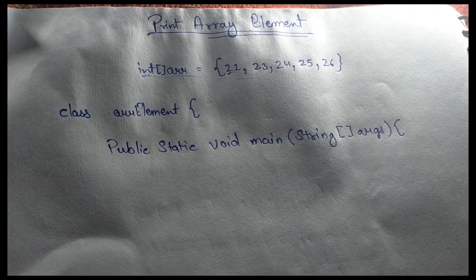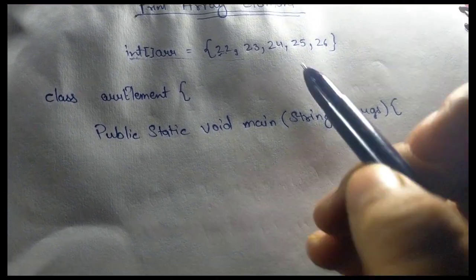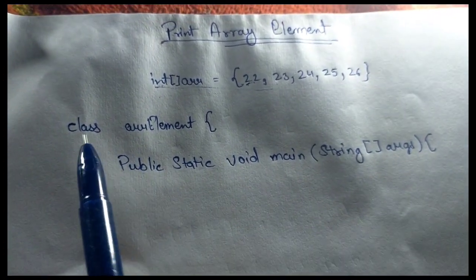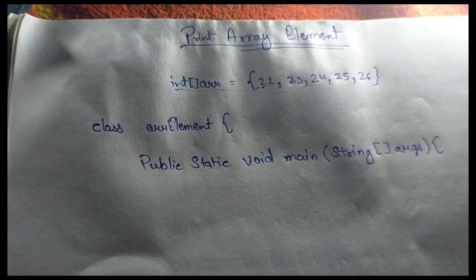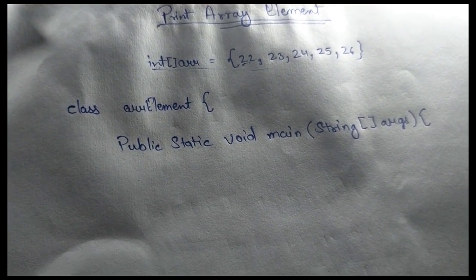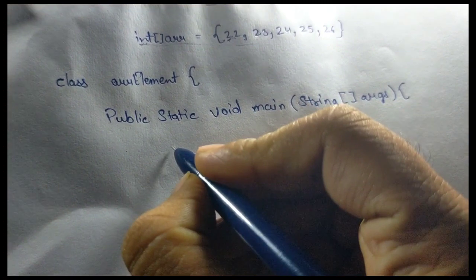So how we can print the array elements which are given in that array? First of all, here is our method. In this we are using a looping statement to print every element of this array. So how can we achieve this?